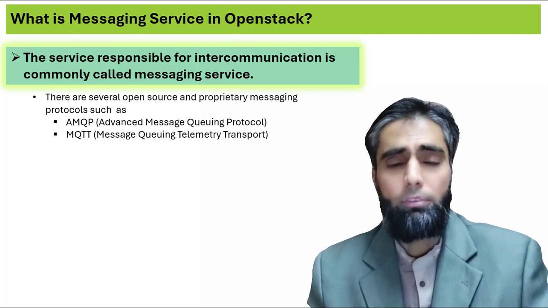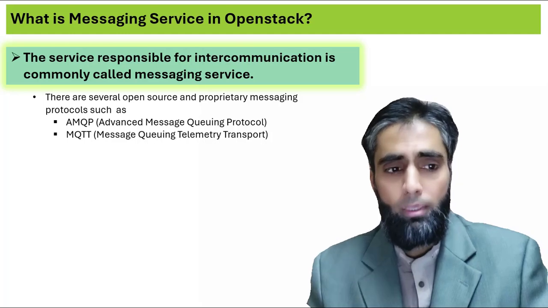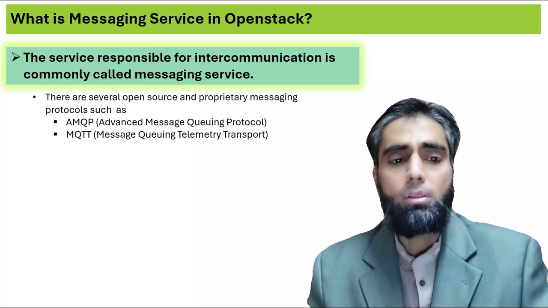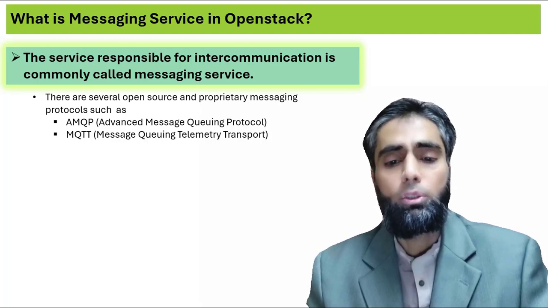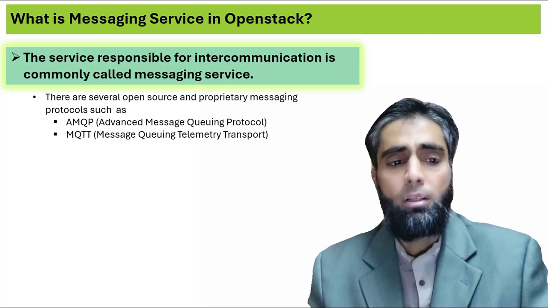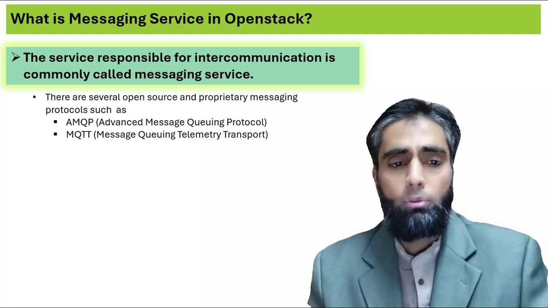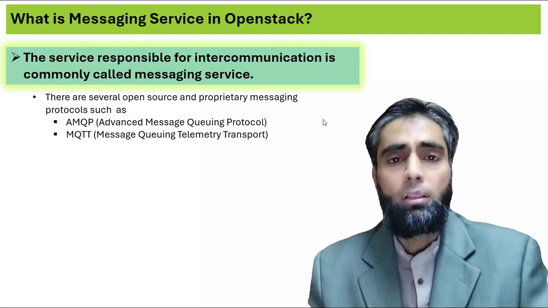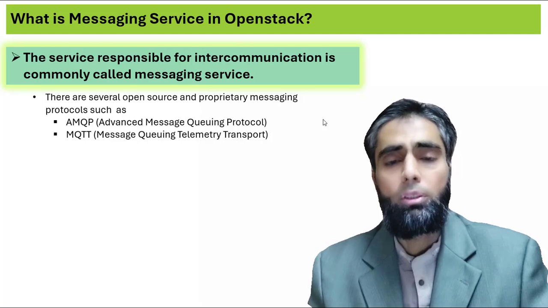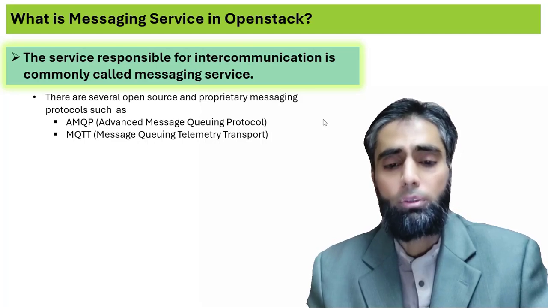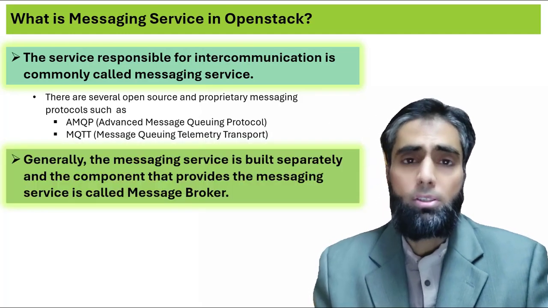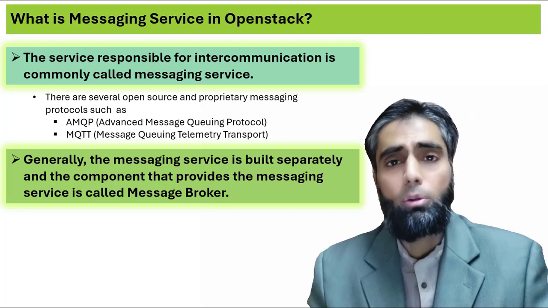There are different open source messaging protocols available, such as AMQP, which is Advanced Message Queuing Protocol, and MQTT, which is very common and used in IoT applications. It is basically the Message Queuing Telemetry Transport. So these are the two protocols. Both are open source and usually provide the facility to communicate between the different components of a service reliably, securely, and efficiently. The interesting thing is that the messaging capability also works as a standalone.